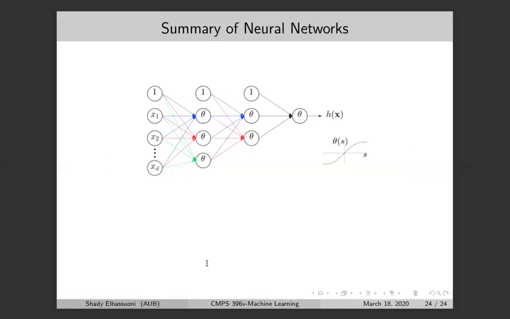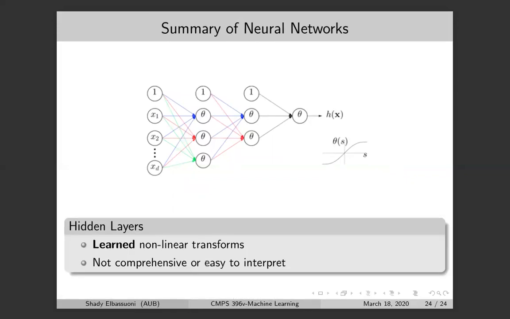Okay, summary of neural networks. The hidden layers learn nonlinear transforms. So it's very powerful. Why are neural networks very powerful? Because they are similar to nonlinear transformations. Because I'm getting signals, weights times features, and that's a linear model. But then I pass it through some nonlinearity, and that gives me as if I'm doing a nonlinear transformation of the input.